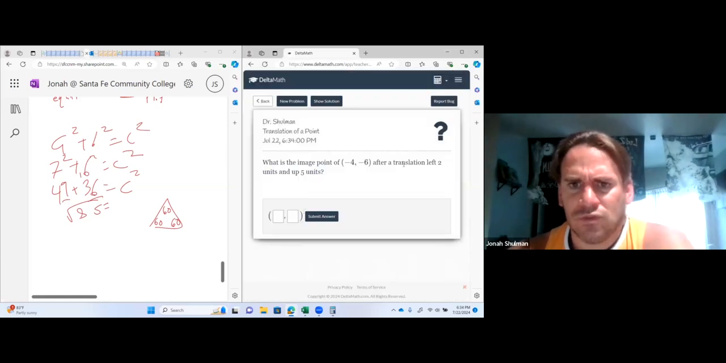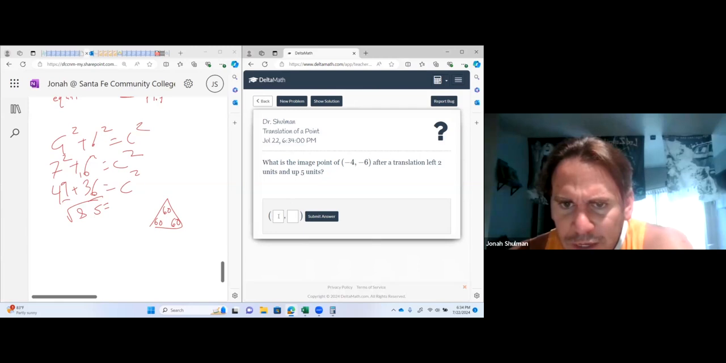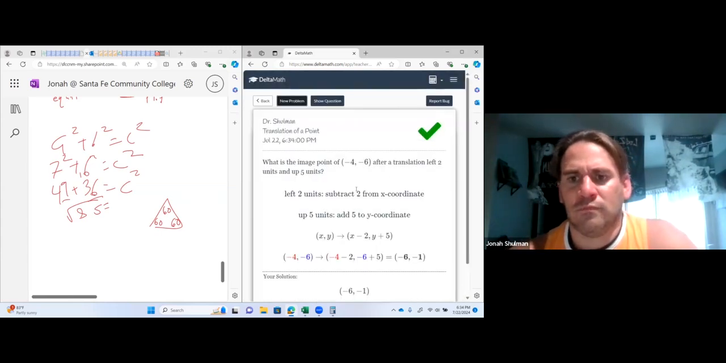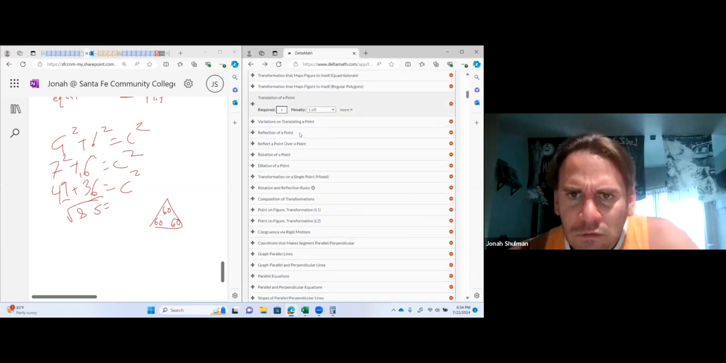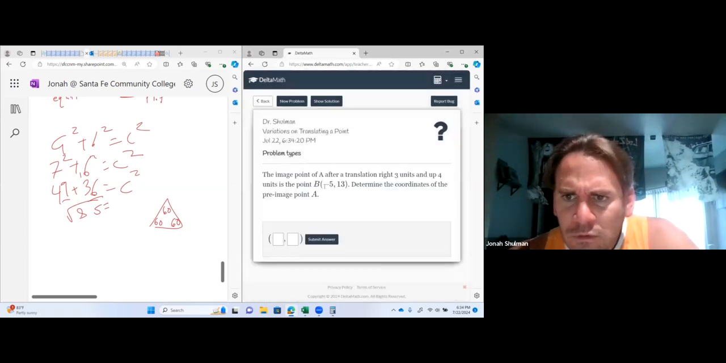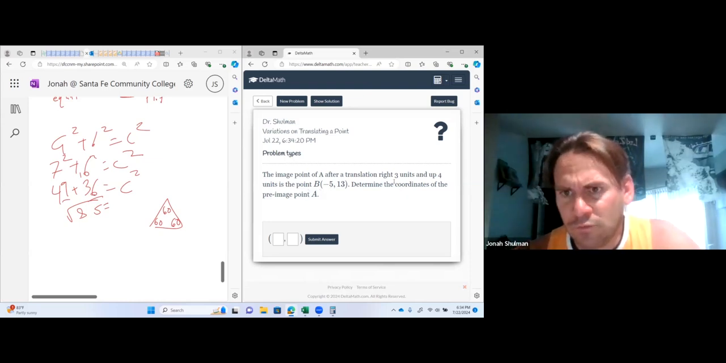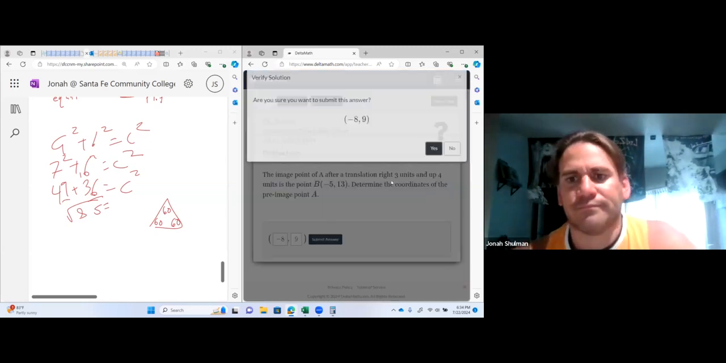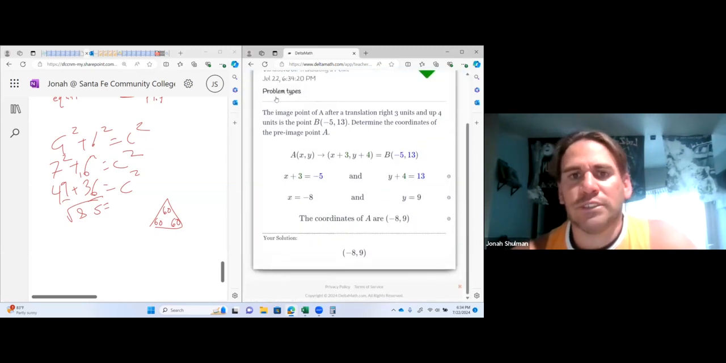So if we translate 2 units, left 2 and up 5. Left 2 is -6. Up 5 is -1. Nice. This is just going backwards. So if it said we went 3 to the right, we have to go 3 to the left, which is -8. It's saying it's going 4 up, so we have to go 4 down, which is 9. Going backwards is always a little tricky.